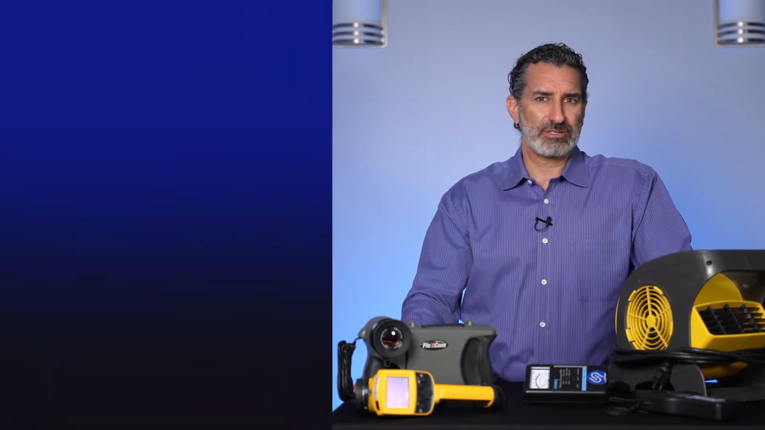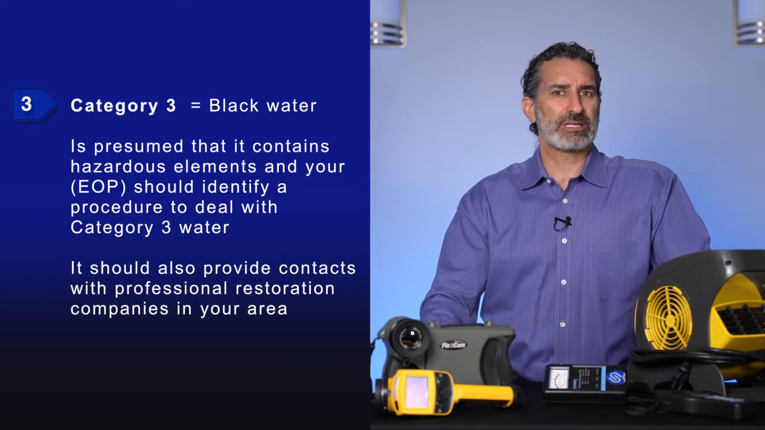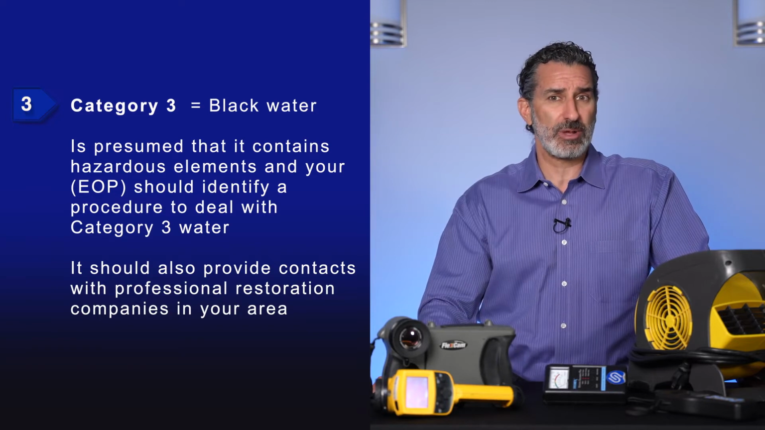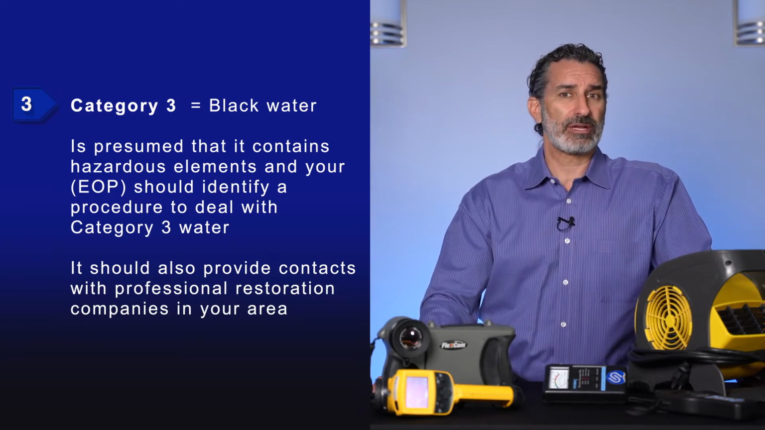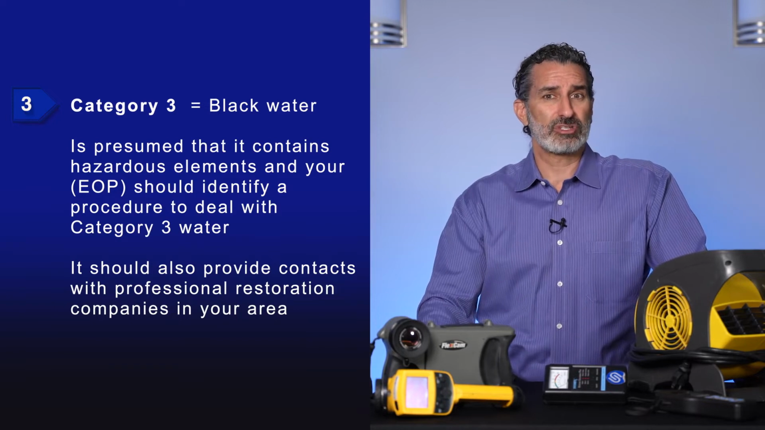If you have a Category 3 event, you don't test. We don't test for hepatitis. We don't test for pinworms. We don't test for pesticides. It's presumed to contain those hazards, and you want to have a hazard appropriate response. Your emergency operations plan should have a pathway for you to address those things.